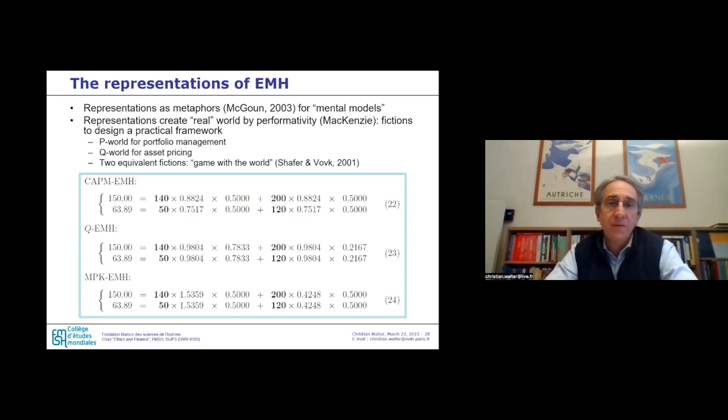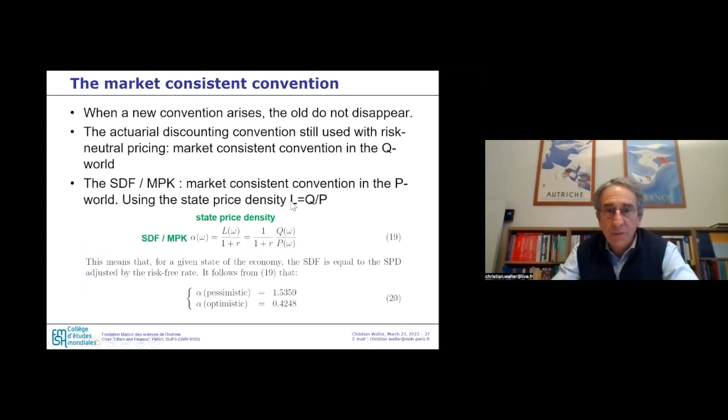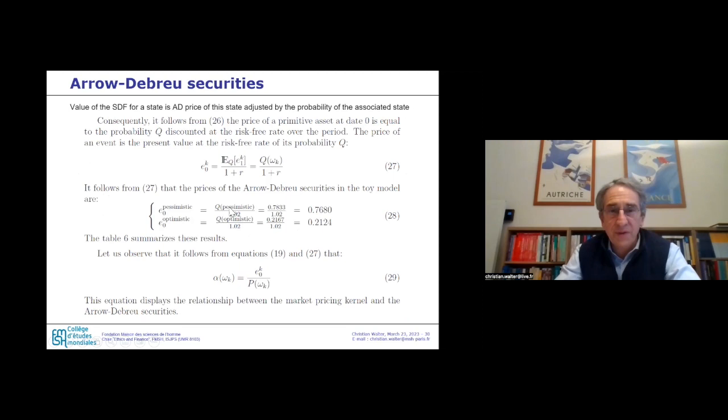This is the KPM EMH, the system of KPM. This is the Q and market pricing kernel with a value here containing the Radon-Nikodym operator Q over P. I know it's quite technical and very fast, but just to answer your question, yes, I had a slide about this. And just to end, this is how the Arrow securities are calculated with Q over 1 plus R. Once again, we find the Radon-Nikodym operator inside this equation.